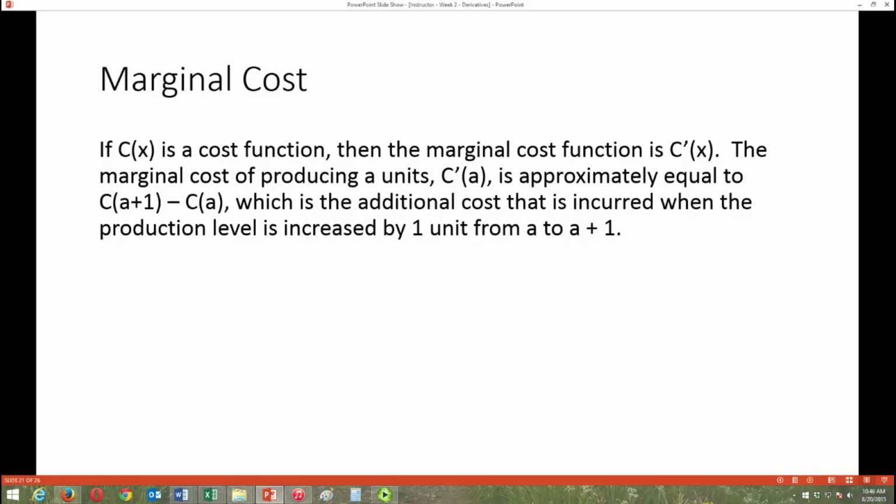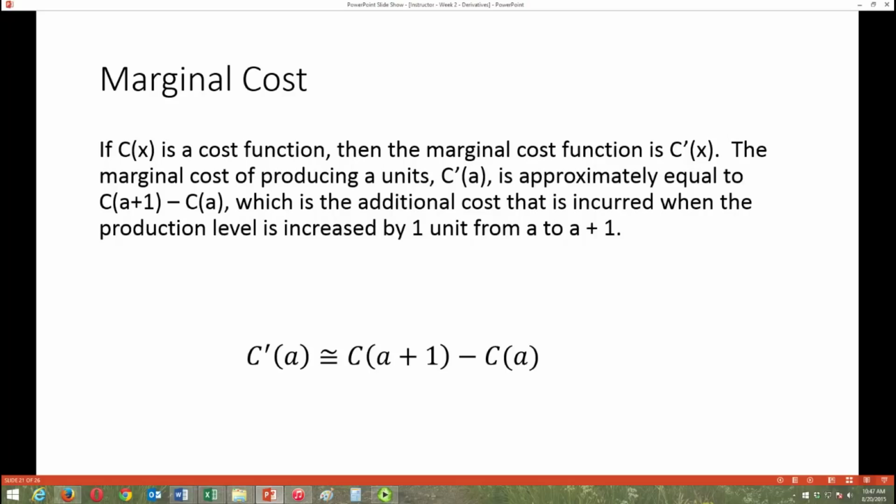The marginal cost of producing a units, C prime of a, is approximately equal to C of a plus 1 minus C of a, which is the additional cost that is incurred when the production level is increased by 1 unit from a to a plus 1. Our formula is C prime of a is approximately equal to C of a plus 1 minus C of a.